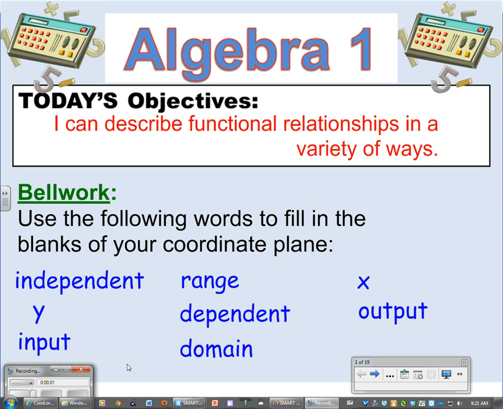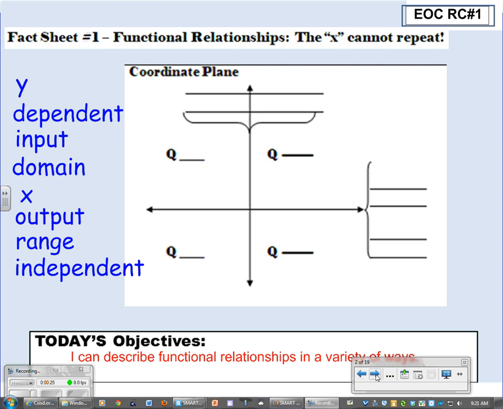So our objective today is I can describe functional relationships in a variety of ways. This is preparing you for the end of course exam, and this is our first thing that we're going to talk about, our functional relationships. So you picked up the little packet today in which you have a chart and a coordinate plane in the top left corner, and you are using these vocabulary words that are listed in order to fill in that coordinate plane. So let's look at the coordinate plane.